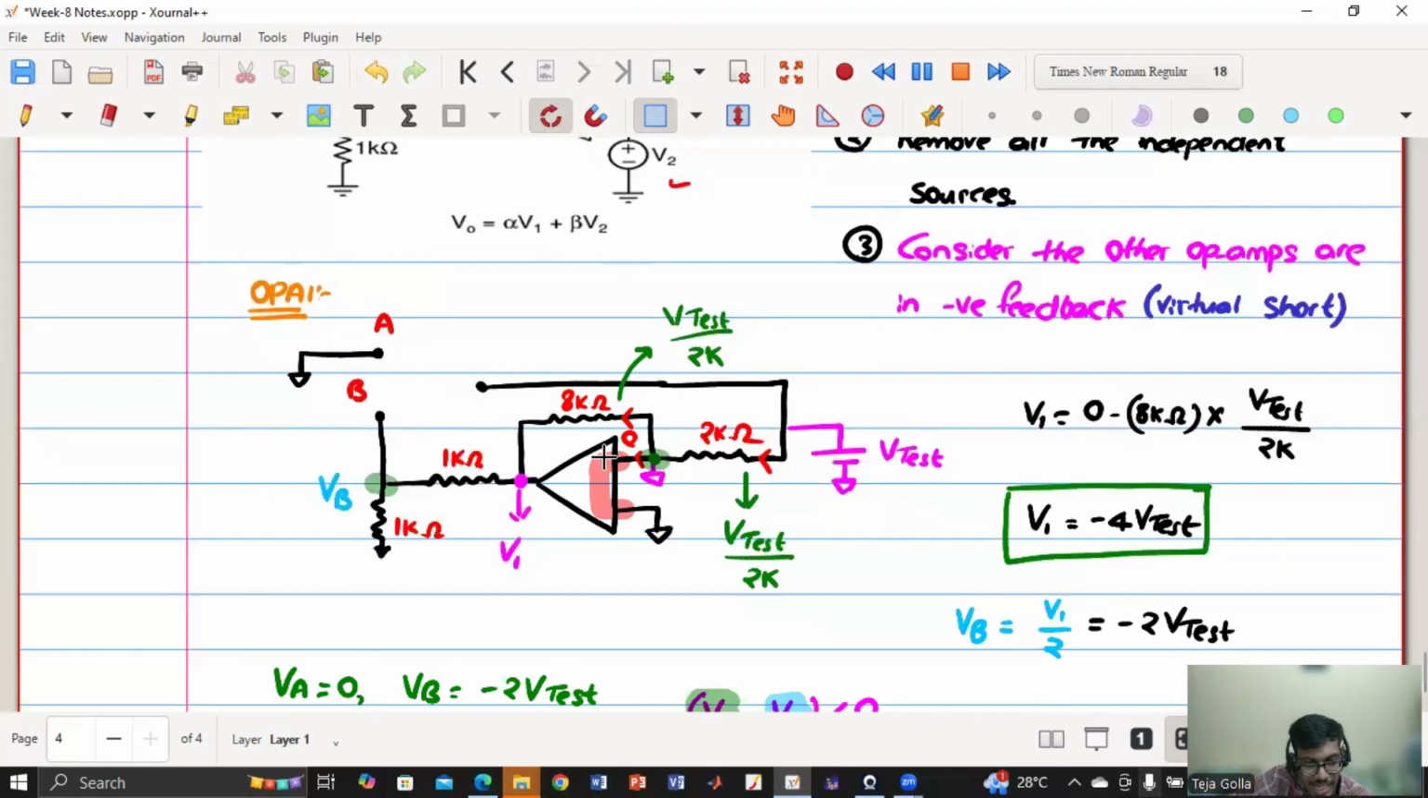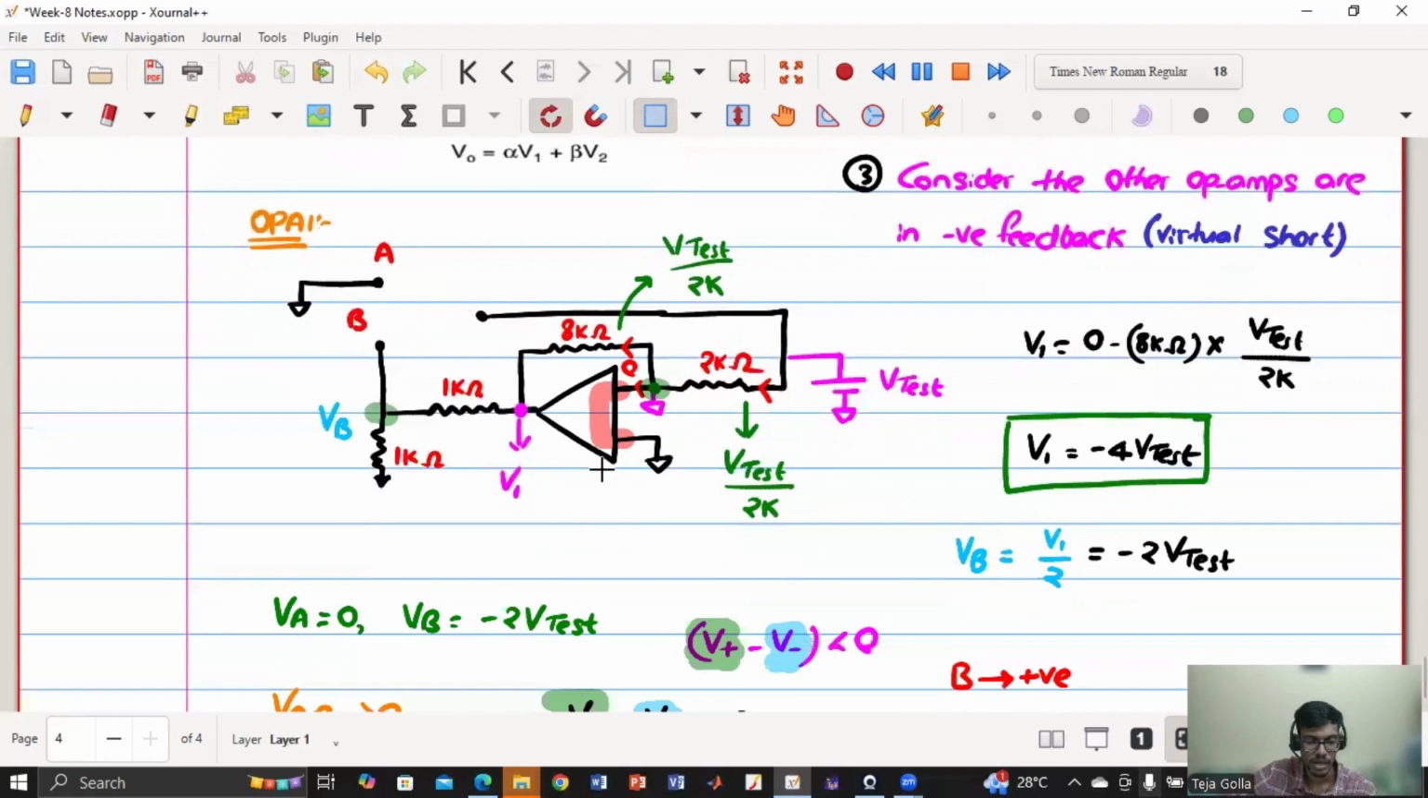So it is connected in such a way that it is in negative feedback. I don't know whether this is minus or this is plus, but I have assumed that it is connected in that particular way where it is in negative feedback. So I am using that knowledge to find my AB terminal. I have assumed that this is in negative feedback, which means they are virtually short. I am not assuming that this is plus or this is minus. I am just assuming that it is connected in negative feedback. So now I have to find out how it needs to be connected to be in negative feedback.